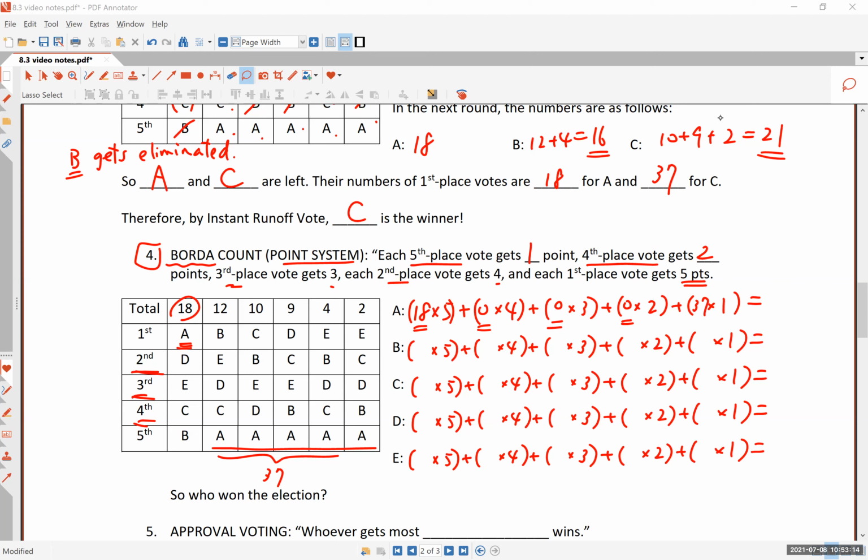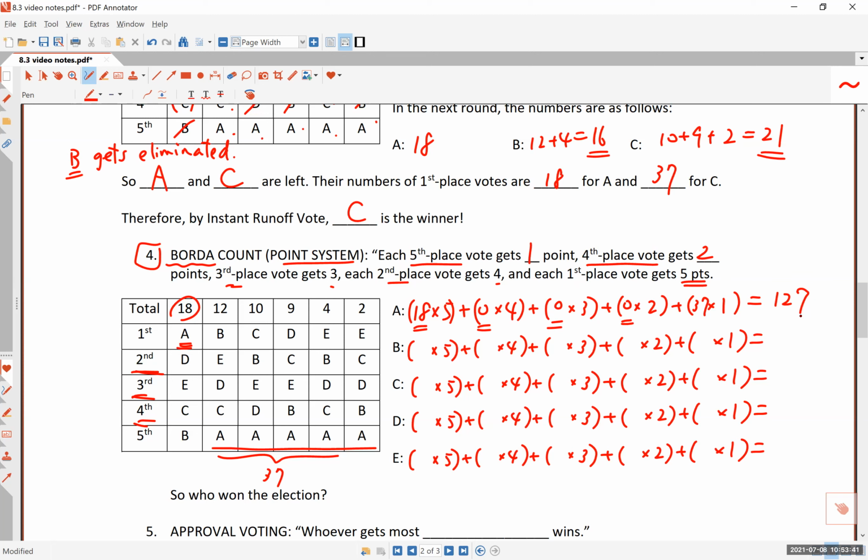All right, so A gets 18 times 5, that's 90 points on this column here, and A gets 37 from all these other columns combined, right? And so that would be 90 plus 37. The total points for A is 127. This is like the Olympics. How many points does A get? 127 points for A. Okay, great. Let's do B. All right.